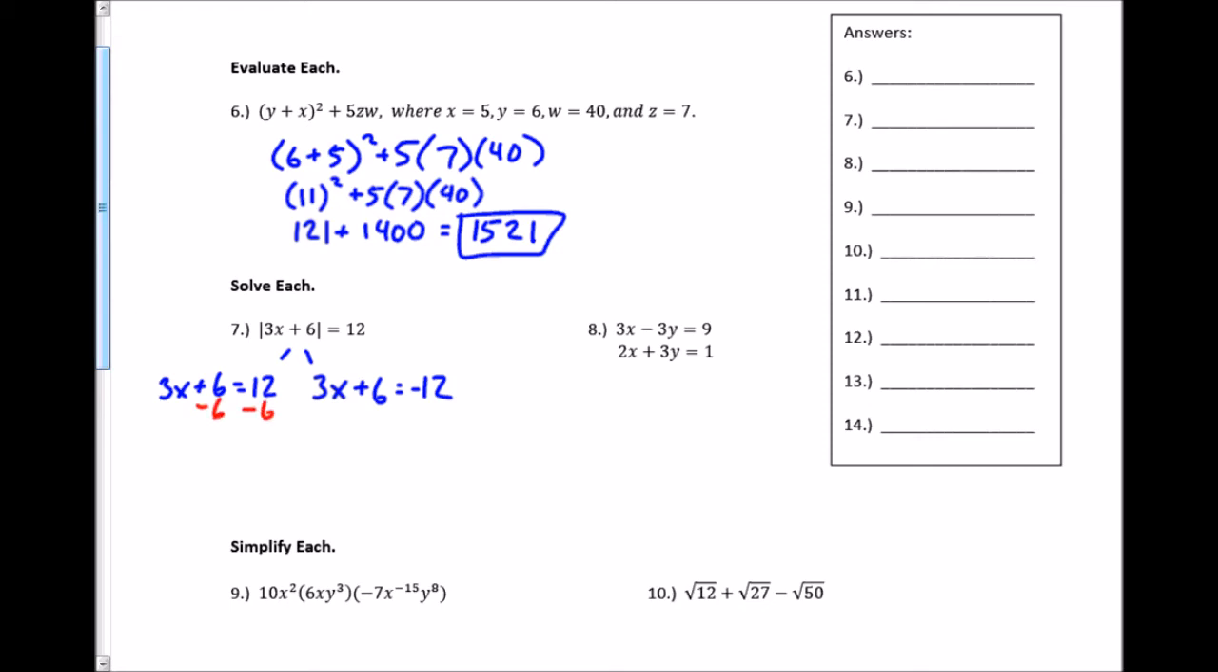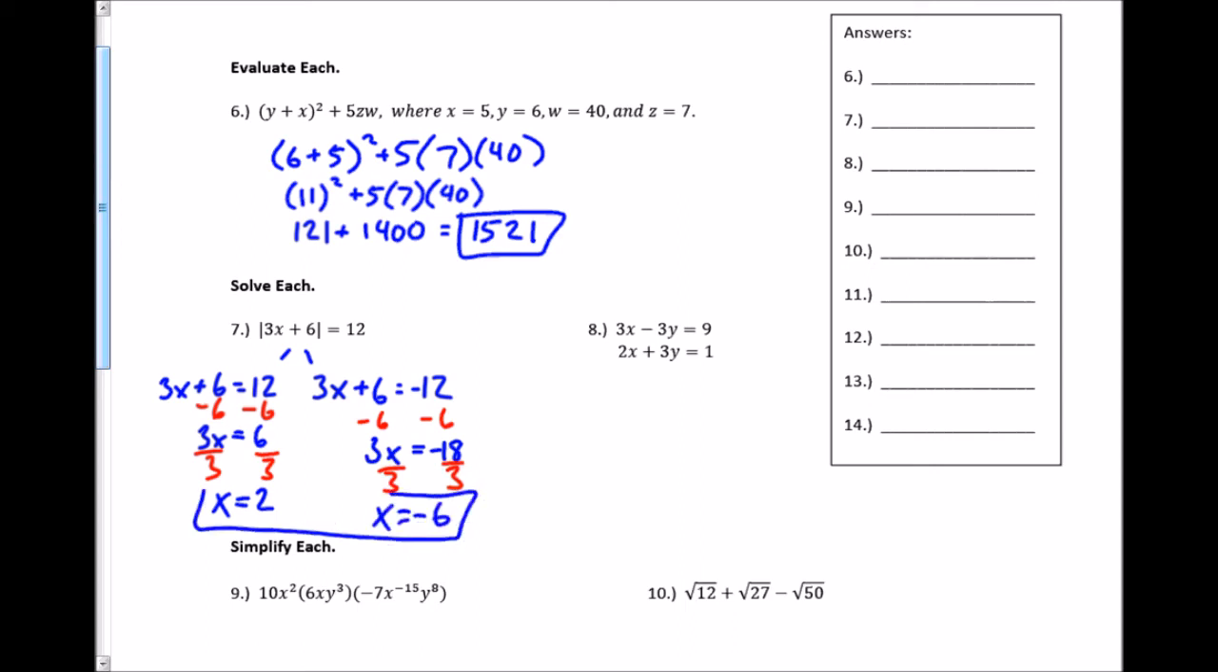I subtract the 6 from each side. I divide by the 3. Over here, I subtract the 6 from each side and divide by the 3. So I get two answers, a negative 6 and a positive 2.